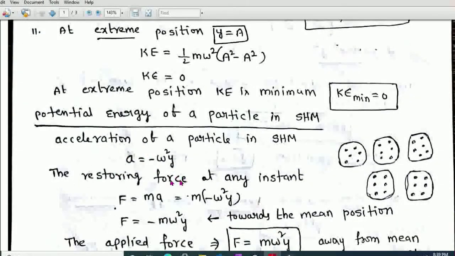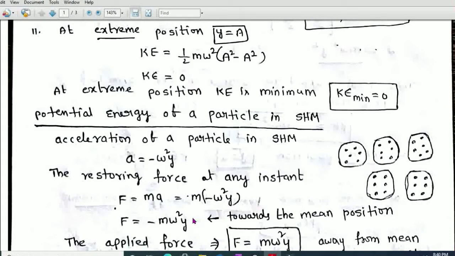Now, the restoring force at any instant. The restoring force always acts towards the mean position. Due to that restoring force, the particle tries to move towards the mean position. So now the force formula F is equal to m into a. We got a is equal to minus omega square y. If you substitute that, we will get the restoring force F is equal to minus m omega square y. This is the restoring force, which acts towards the mean position.